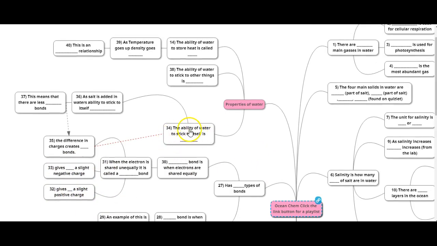Water's ability to stick to itself, this is called cohesion. There is a difference in charges right here. This will create the hydrogen bond. So all these 3 things are kind of related to each other.